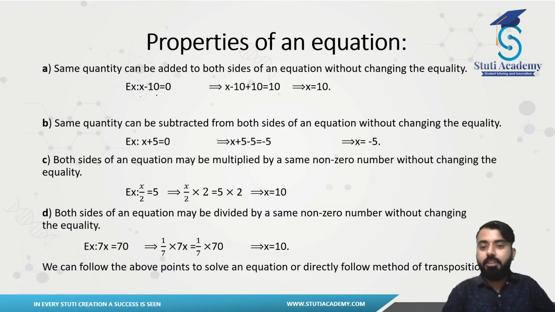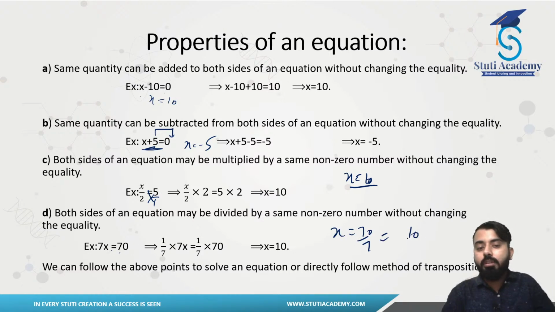See, x minus 10 equals 0, x will be 10. x plus 5 equals 0, x will be minus 5, since this is positive 5, on the other side it will be negative. Now if you have something like this, x by 2 equals 5, then you can do what? Just cross multiply them. So x will be 10. If you have something like this, 7x equals 70, then x equals 70 by 7, which will be 10. So you can perform any operation as you want on any equation.